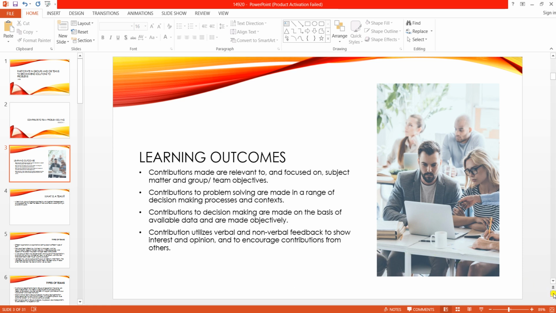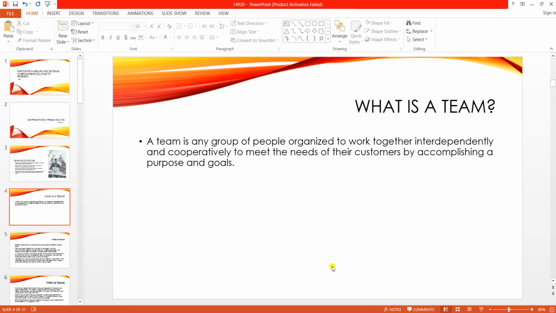So on slide 4, we look at what a team is. A team is any group of people organized to work together interdependently and cooperatively to meet the needs of their customers by accomplishing a purpose and a goal. So in this instance, a team is a group of people organized to work together. That is the main function. They are organized to work together to meet or accomplish the purpose and the goals.